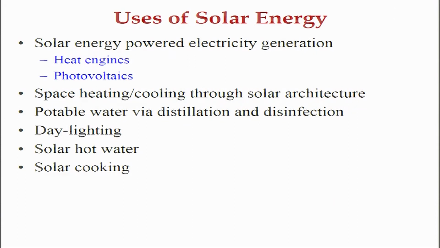So, what are the uses of solar energy? Well, solar energy can lead to generation of electricity through two means. First is the use of heat engines, which is basically running turbines, conversion of heat into electricity, and then use of photovoltaics, which can be done by converting light into electricity. Solar energy can also be used to conduct space heating or cooling through solar architecture. It can also be used for disinfection of water via distillation or disinfection processes using UV. And then one can also use solar light for day lighting. You don't need to use these kind of lights to light the houses if you intelligently design the windows.